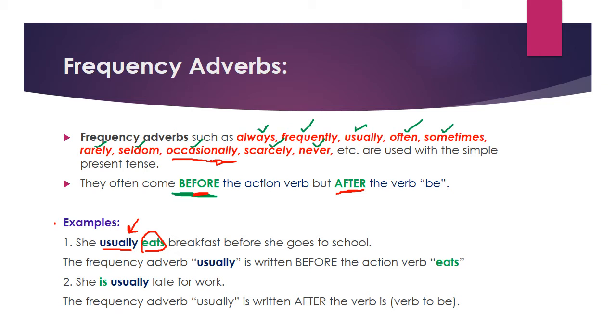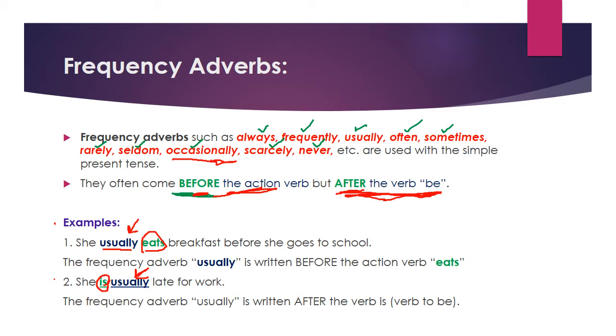Now let's take a look at the other sentence. She is usually late for work. Now, where's the verb? Is. But remember, it is verb be. Am, is, are. So what happens with the frequency adverb? Where do we write it? After. After the verb be. Before the action verb, but after the verb be, and only verb be, meaning is, am, are.